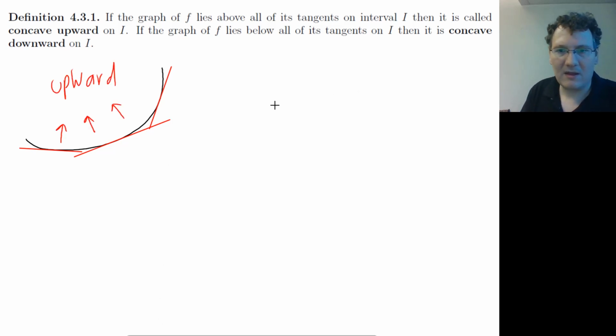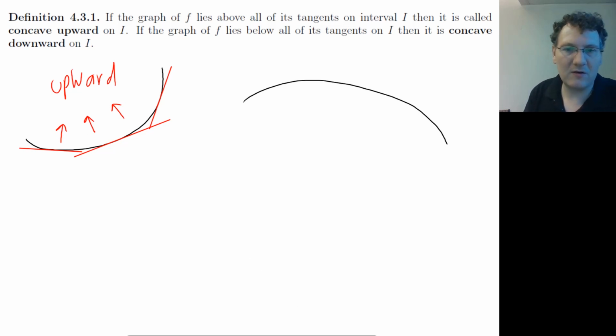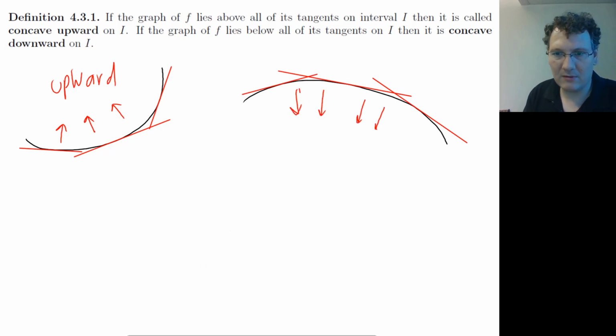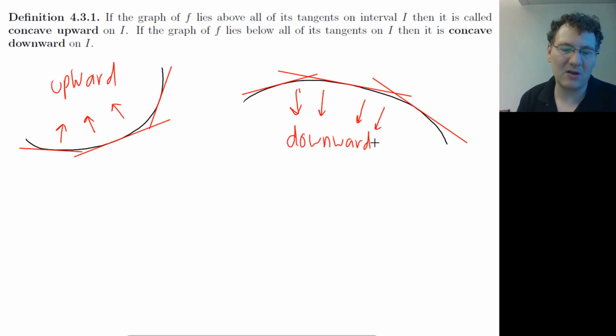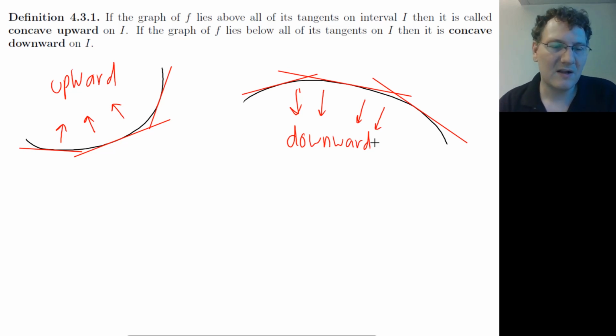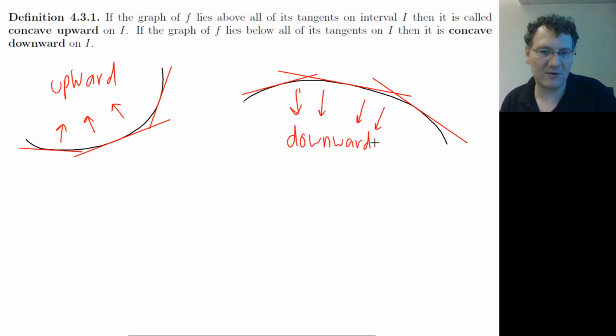If the curve has the other kind of shape like this, where the curve is below its tangent lines, like here's a tangent line, here's another tangent line, here's a tangent line, it's below, it's concave downward. Okay, so we'll talk about concave upward and concave downward. Over intervals, the concavity might be upward or downward.